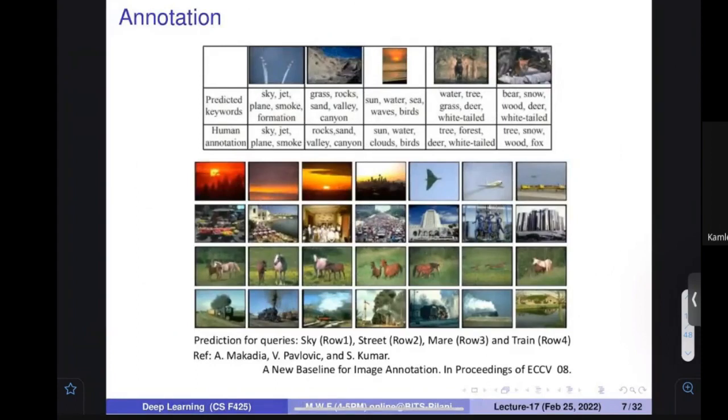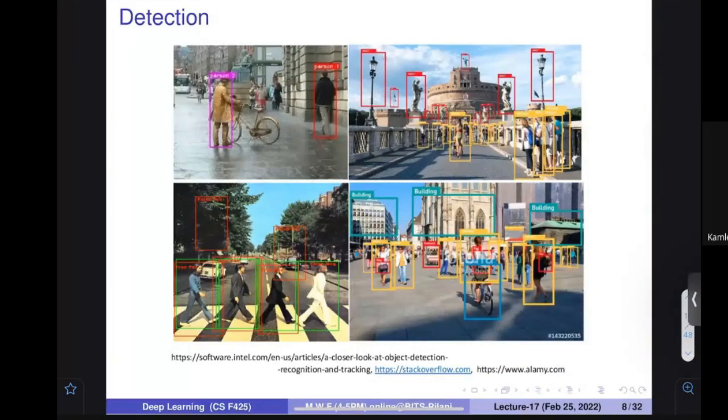Annotation is another problem that we want to solve. Annotation means that given an image, you want to tell something about it. For example, here you want to come up with the important words, and then using those words you can come up with a possible story. There is a paper referenced here, an ECCV 2008 paper, a new baseline for image annotation that tries to solve this problem. The human told the system for this image: sky, jet, plane, and smoke, and the system was able to tell sky, jet, plane, smoke, and formation, which is very near. So now deep learning is very near to solving all these problems.